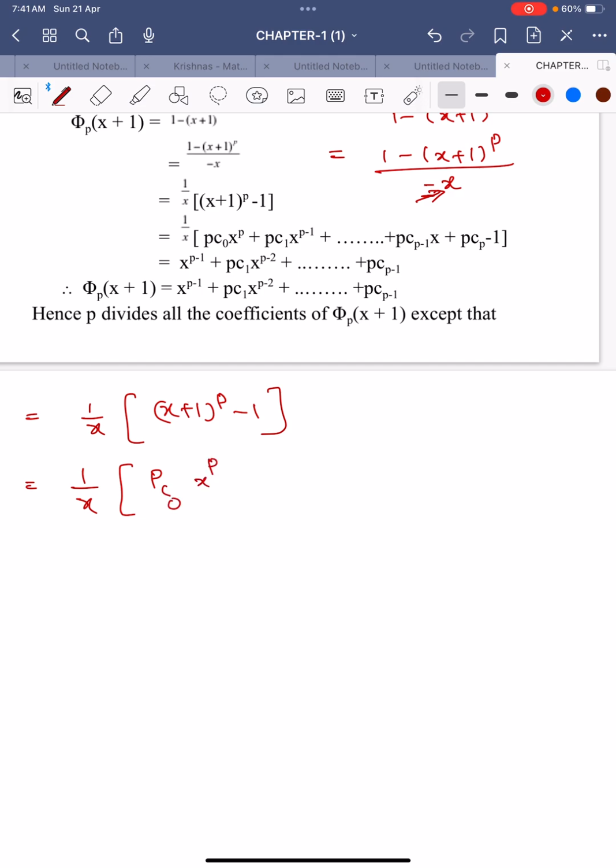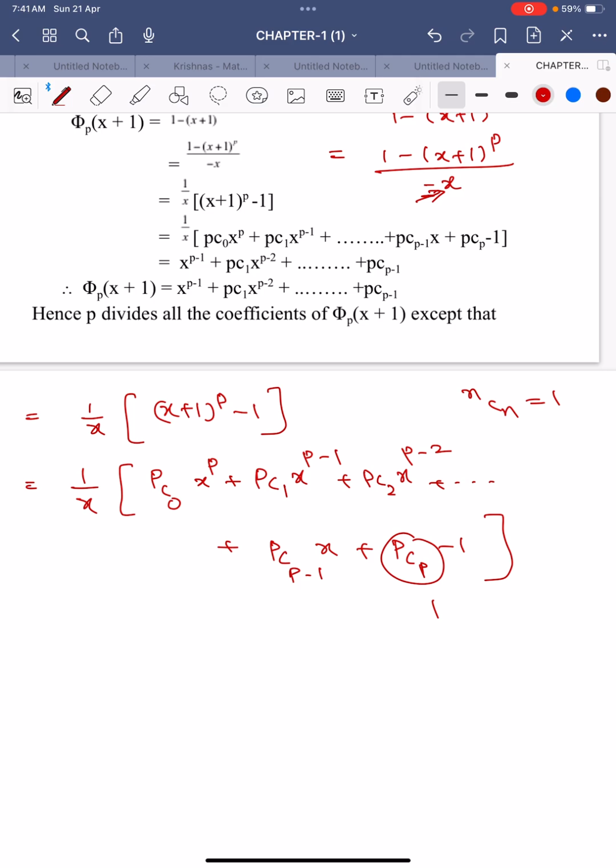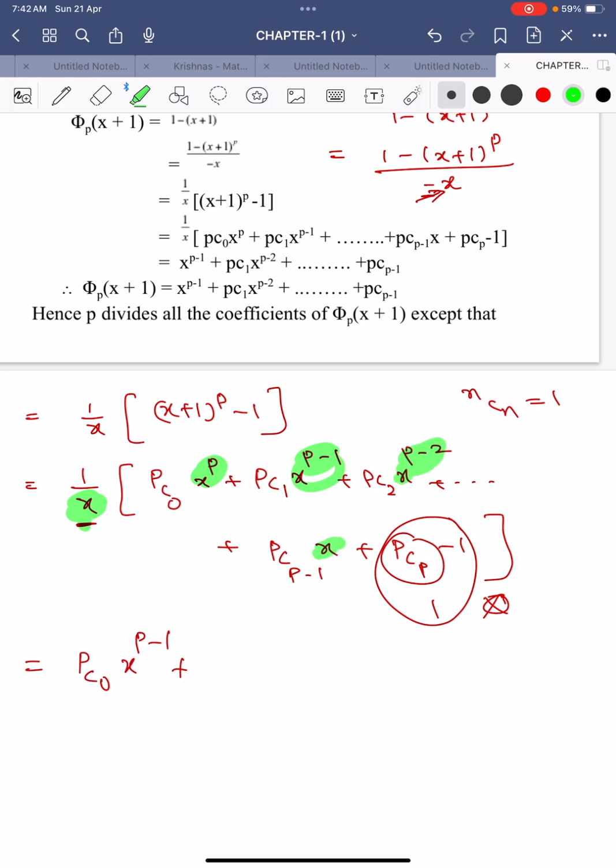pC0 x power p plus pC1 x power p minus 1 plus pC2 x power p minus 2 plus and so on plus pC(p minus 1) x plus pCp. Everybody knows that nCn is equal to 1, so pCp is equal to 1. 1 minus 1 gets cancelled, it becomes 0. Now dividing every term by x, we get simply this: pC0 x power p minus 1 plus pC1 x power p minus 2 plus and so on plus pC(p minus 1).